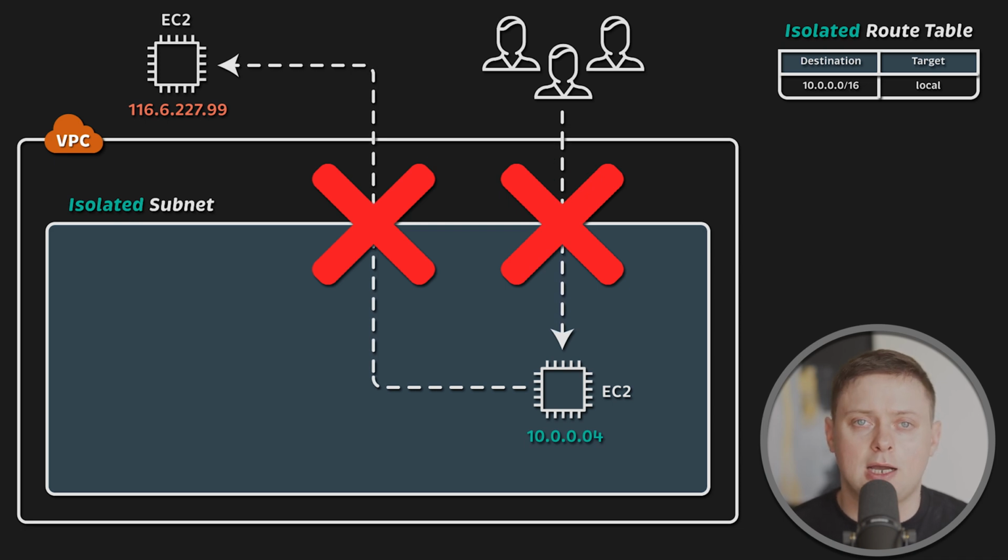For example, isolated subnets are rare and more secure, but they require more infrastructure in general if you decide to completely isolate everything from the outside world.